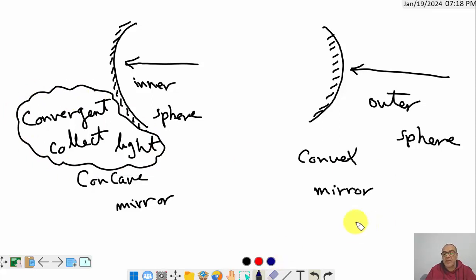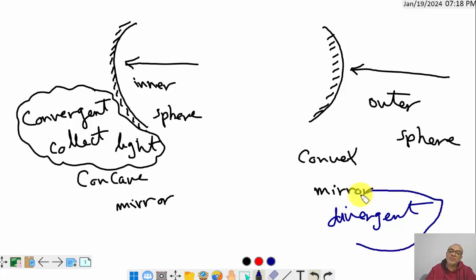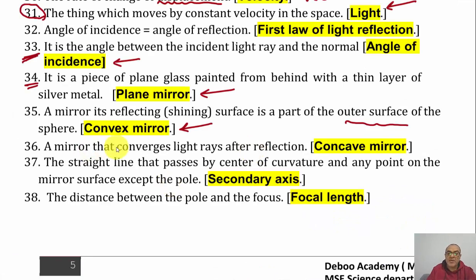While in this mirror, it is divergent mirror. Means it diverges light. So back to the questions. Here, a mirror that converges light after reflection is called concave mirror. A straight line that passes by center of curvature, we call its secondary axis, while the distance between the pole and the focus is focal length.